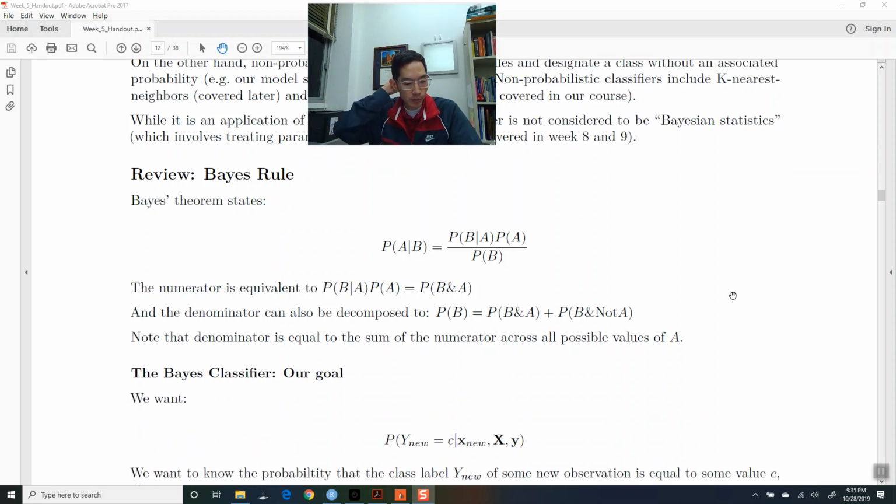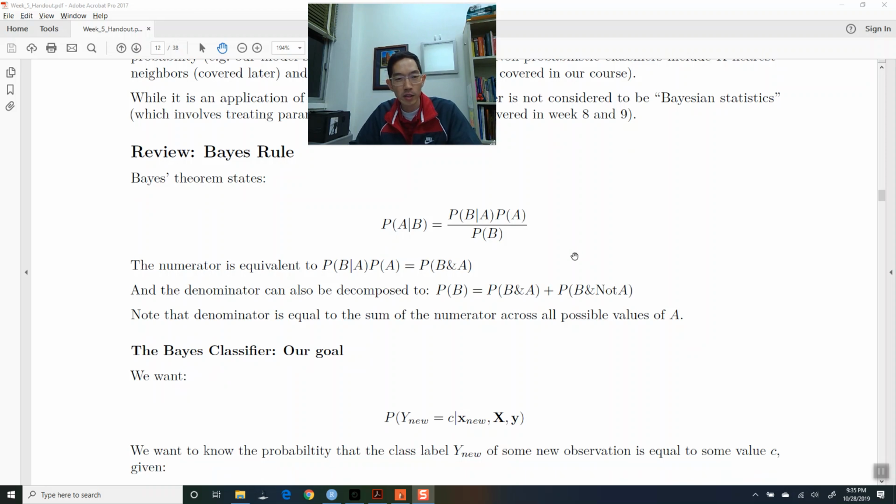All right. So if you recall your rules of probability, from your intro probability or intro stats class, you should have encountered something called Bayes' rule, which says that the probability of A given B is equal to the probability of B given A times the probability of A, divided by the probability of B. The probability of A given B is the probability of something if we know that B has happened.